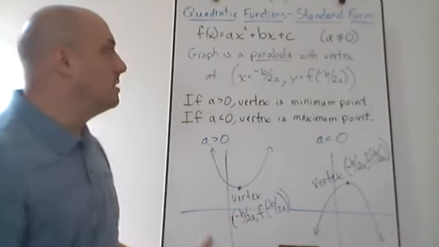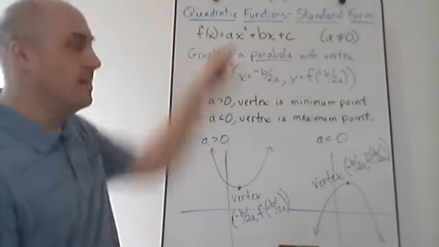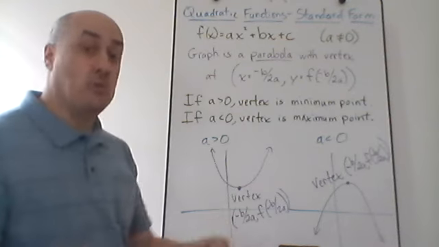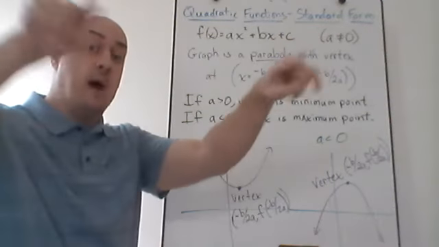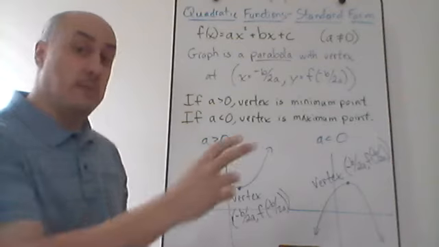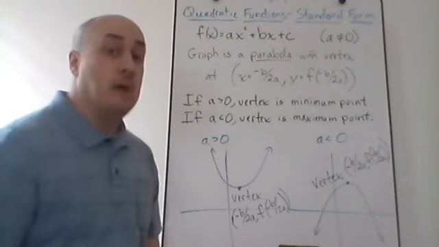Right, so you can tell just by looking at the function, just by looking at that leading coefficient, you already have a visual image of which way the parabola is going to go, upward or downward, and then whether you have a minimum or a maximum point on there.